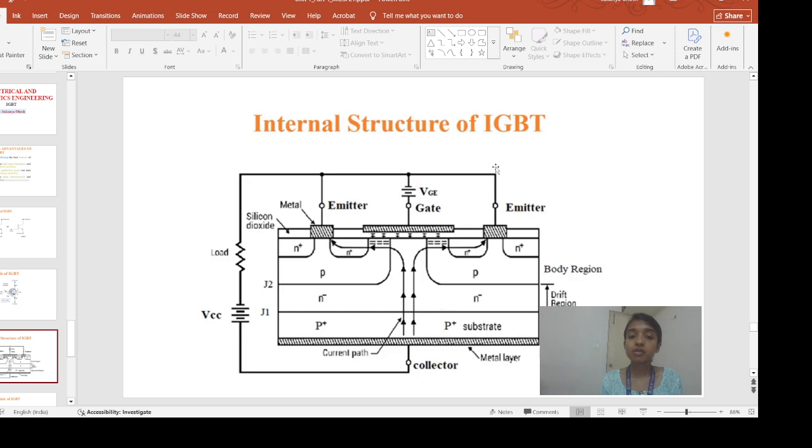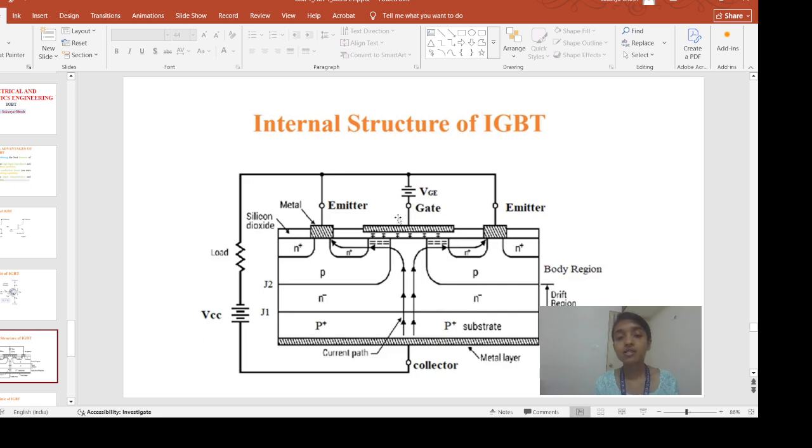And this emitter terminal is connected to the negative terminal of the battery through the load, and the positive terminal of the battery is connected to the P plus type substrate. This P plus type substrate is called the injection region. There is a gate terminal here, where we can apply the gate to emitter voltage. Now this gate terminal is separated from this N minus layer through this oxide, silicon dioxide. This white region is my silicon dioxide.